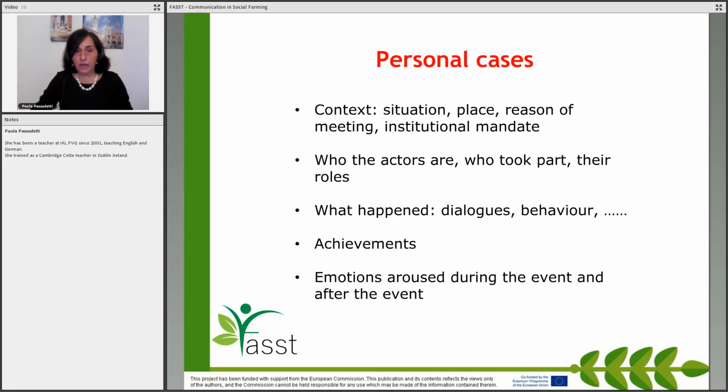In personal cases, we should always consider context, situation, place, reason of meeting, who the actors are, who took part, what happened, what dialogues, behavior, the achievements, and the emotion aroused during the event and after it.